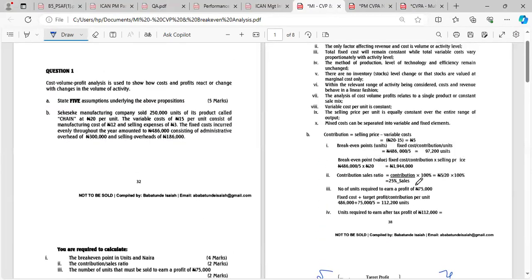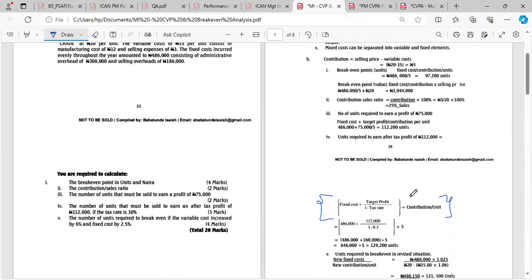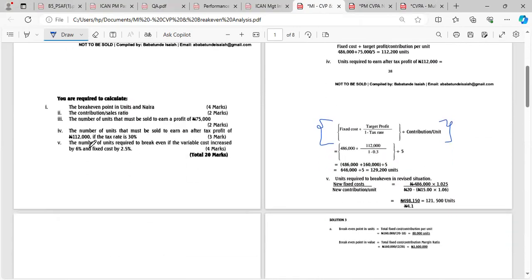We solved this question earlier. So let's look at the requirement of this question to compare. The number of units required to break even if the variable cost increases by 6%. Look at it here. The number of units that must be sold to earn an after-tax profit of, they give us the profit, 112,000, if the tax rate is 30%. So this requirement is similar to the one that we are looking at now. The difference is that this one, they give us the after-tax profit of 112,000.